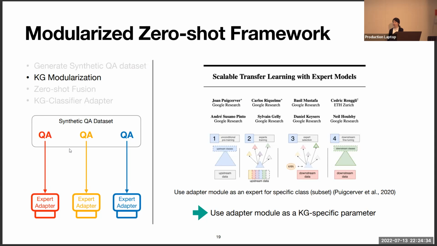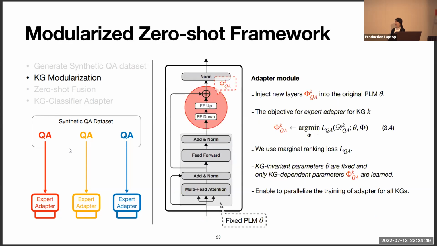To utilize the synthetic QA dataset without any loss of its intrinsic knowledge, we use the adapter module, which is used for the expert adapter in recent works. In this paper, we use the adapter module as a KG-specific parameter. So we add the adapter layer into the transformer block. During the training, we only train the parameters of the adapter. Therefore, we can parallelize the training of the adapters for all KGs.